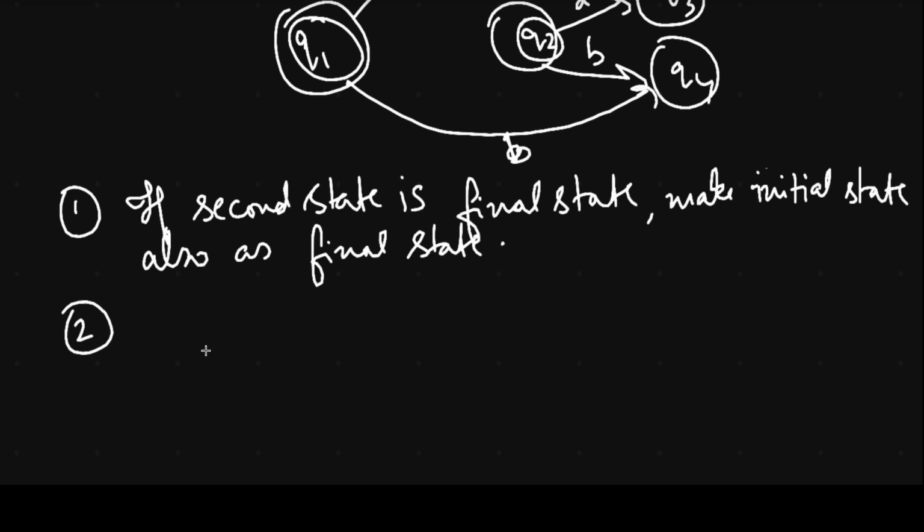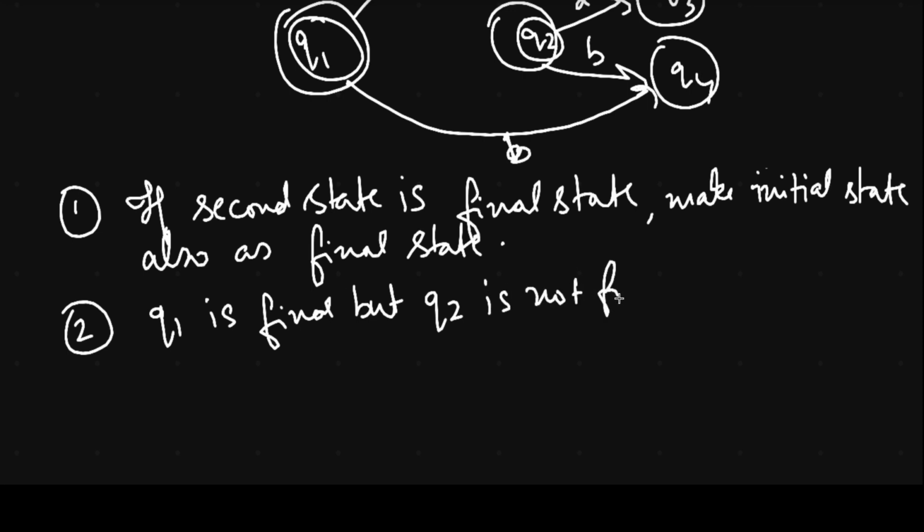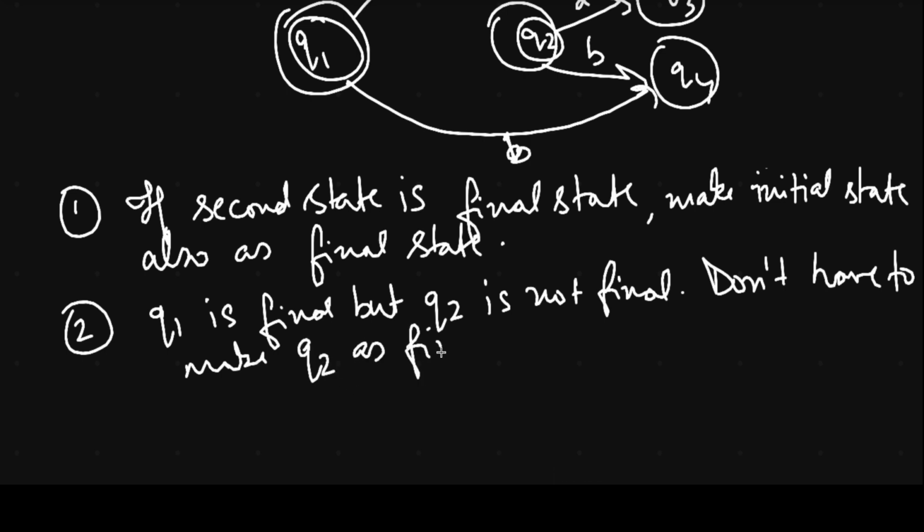Second rule is, suppose Q1 is final, that is, our first state is final, but Q2 is not final. So what will we do here? Here you don't have to make Q2 final. So if Q2 is final, then you make Q1 final also. But if Q1 is final, then don't make Q2 our final state.